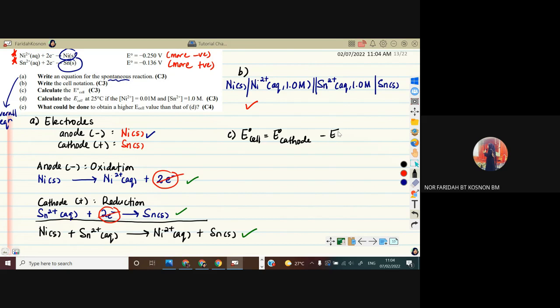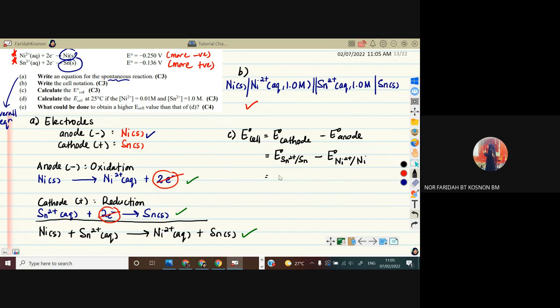minus E node anode. Tapi saya kata kita kena biasakan tulis cathode kita tu siapa. So tadi kita dah pilih siap-siap, kita kena tulis dalam bentuk reduction punya notation where E node cell also equals to the standard reduction potential of tin. Cara tulisnya mesti dalam bentuk reduction, Sn2+ slash Sn, minus standard reduction potential of nickel. Okay.